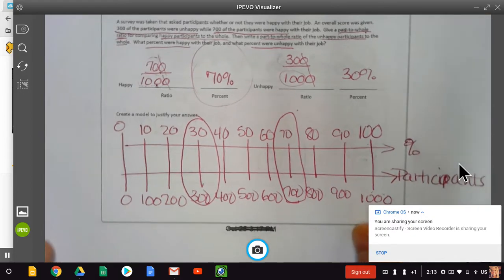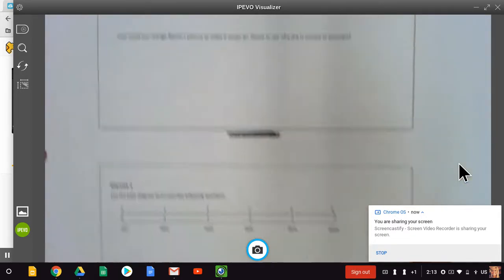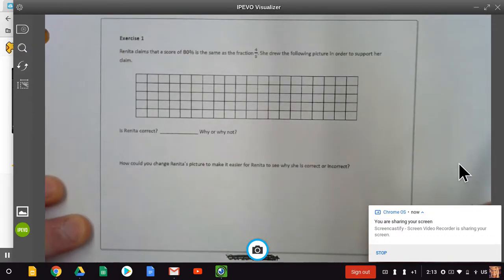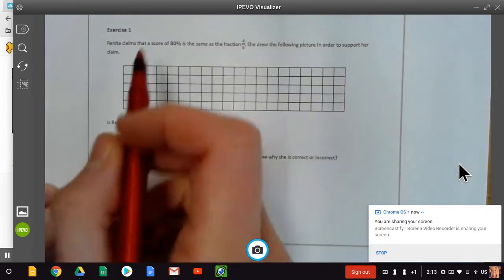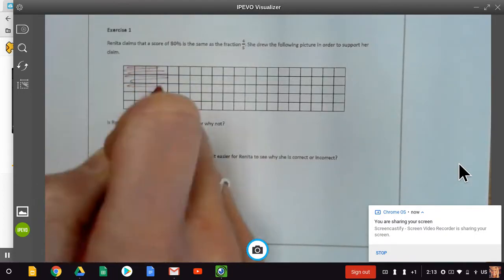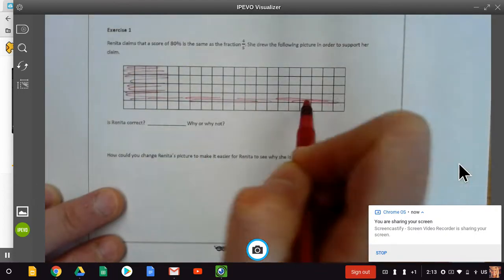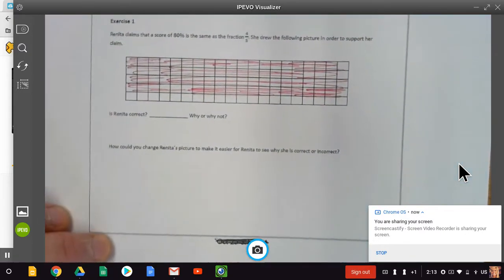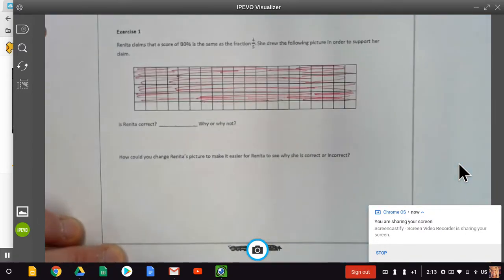Okay, we're going to move on to the next example, exercise 1. Renita claims that a score of 80% is the same as the fraction 4/5. She drew the following picture in order to support her claim. So here's her picture, except you can't really see it here. This is all supposed to be shaded. So would you take a minute and shade in the first 4 rows of this? That's supposed to be shaded. So now that is 4/5.